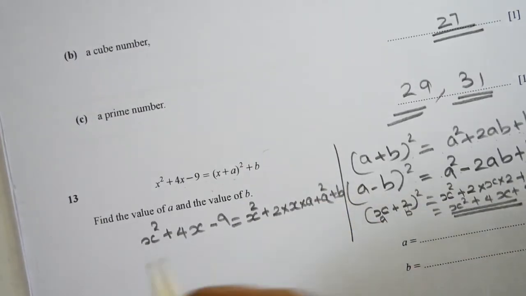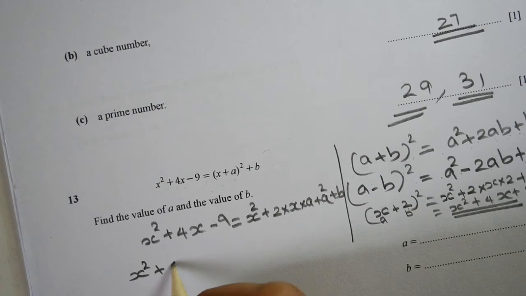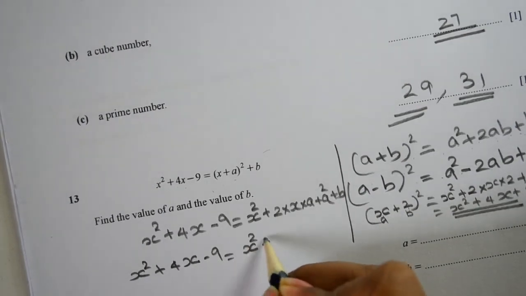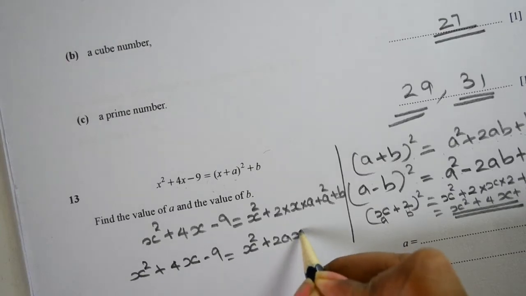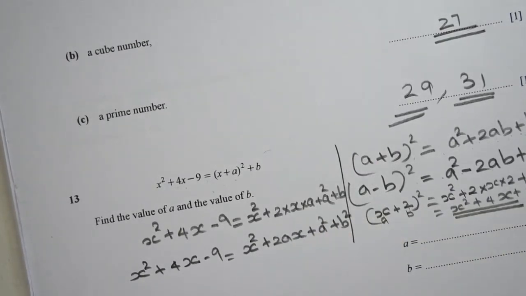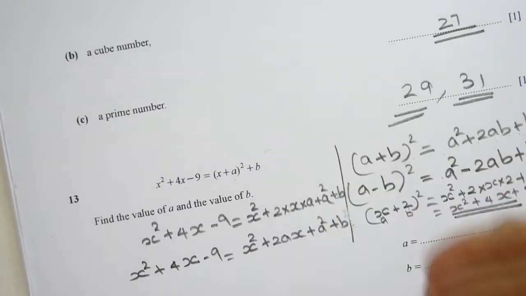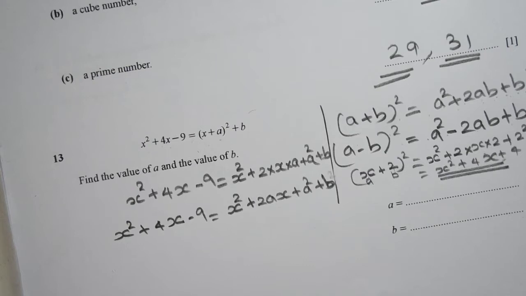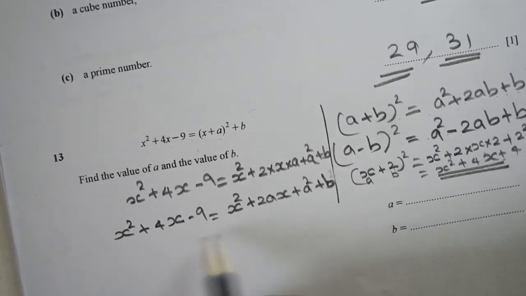Okay, then again x square plus 4x minus 9 is equal to x square plus 2ax plus a square plus b. Sorry, not b square, it's b. Okay, b. Next, listen. So next you have to substitute it.